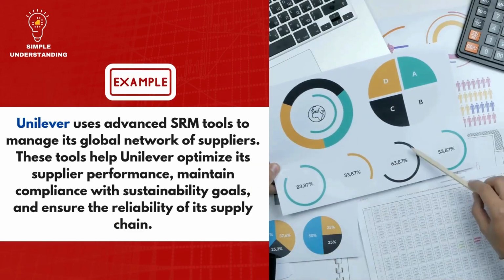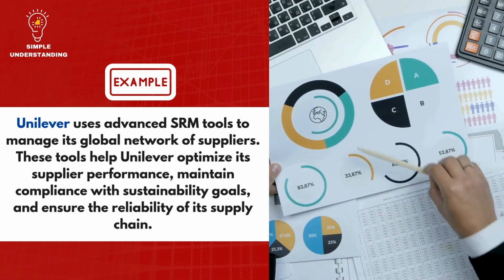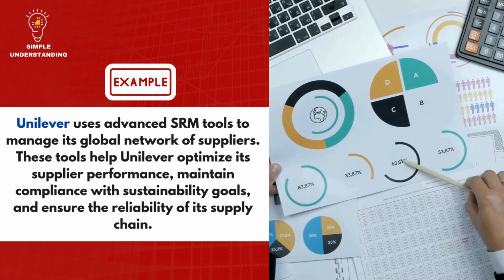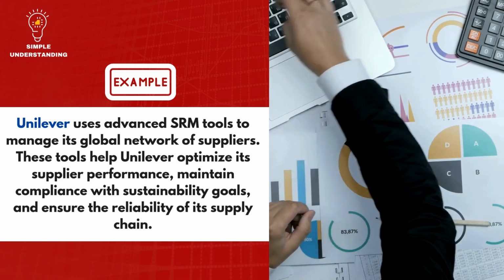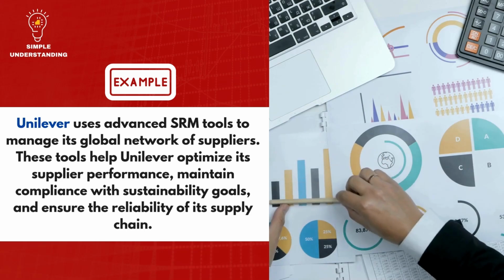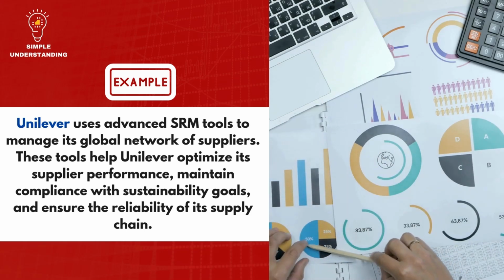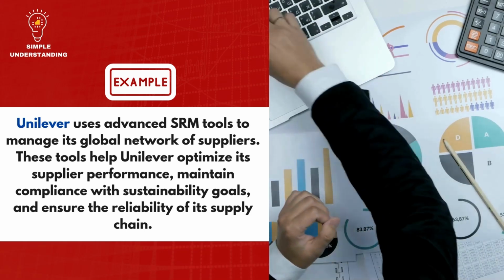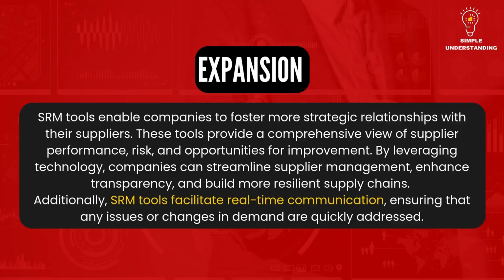Real company example. Unilever uses advanced SRM tools to manage its global network of suppliers. These tools help Unilever optimize its supplier performance, maintain compliance with sustainability goals, and ensure the reliability of its supply chain. Expansion. SRM tools enable companies to foster more strategic relationships with their suppliers.